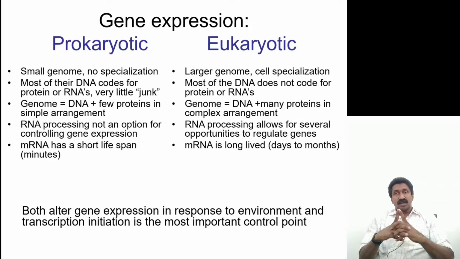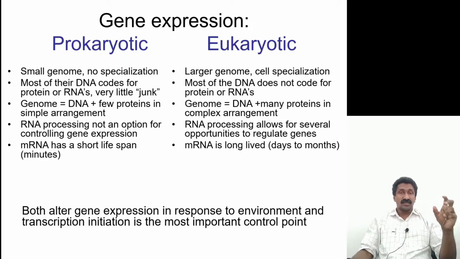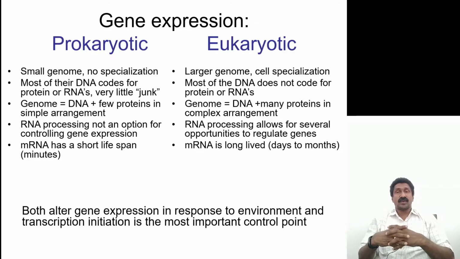Then mRNA has a short lifespan of a few minutes, 1 or 2 minutes, in prokaryotes, whereas eukaryotic mRNAs are long-lived. Long-lived means maybe days to months of lifespan for eukaryotic mRNAs. So their regulation mechanism is entirely different from that of prokaryotic systems.